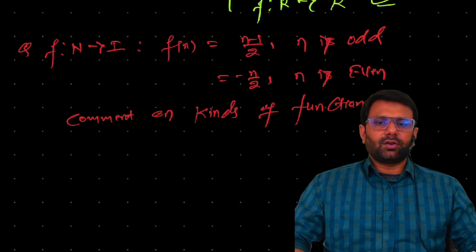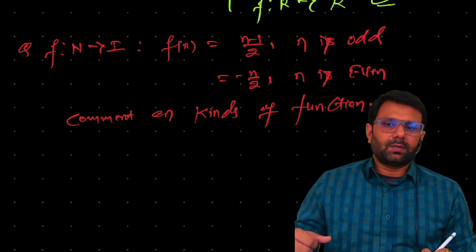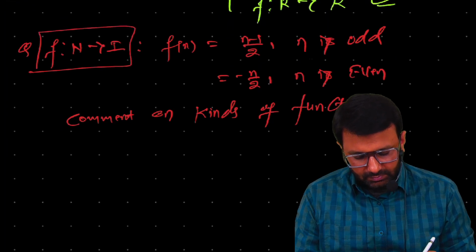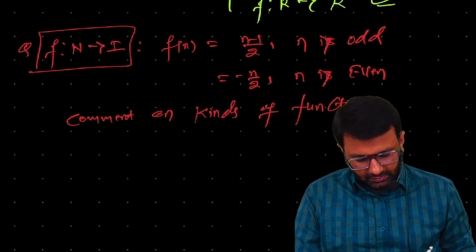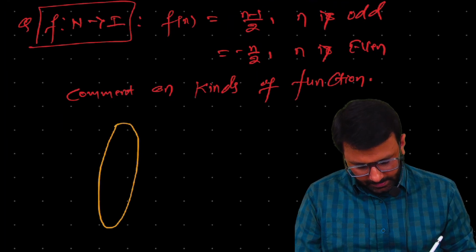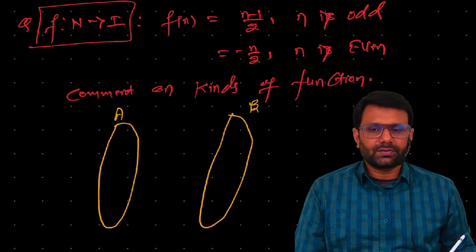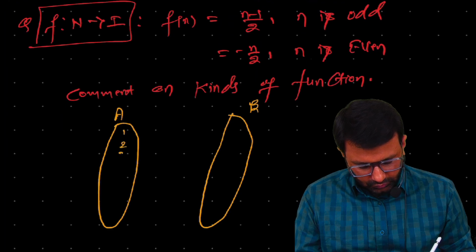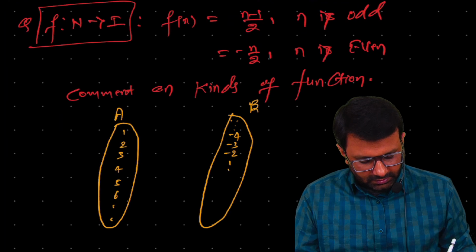How to solve this kind of question? I will use the mapping method. The function is defined from natural numbers to integers, so set A is the set of natural numbers and set B is the set of integers. I'm writing natural numbers 1, 2, 3, 4, 5, 6 and integers like minus 4, minus 3, minus 2, minus 1, 0, 1, 2, 3, 4.